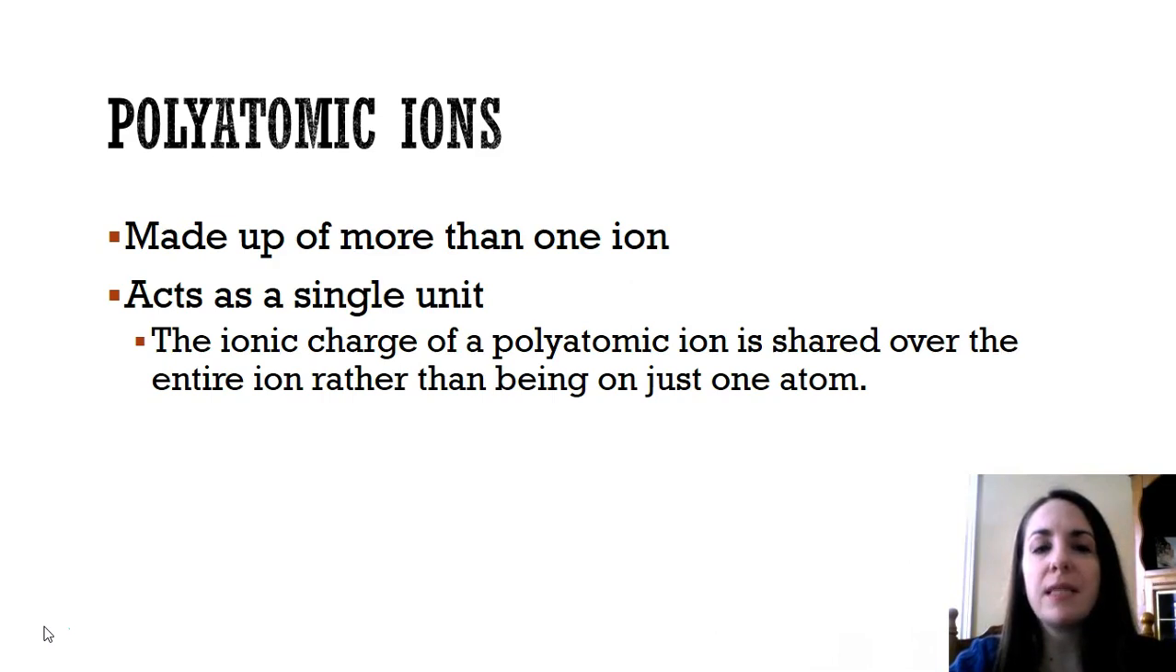So what happens is the ionic charge that we normally see on just a metal or a non-metal is actually shared over the whole polyatomic ion instead of being just over one atom. So we can treat it as a single unit.